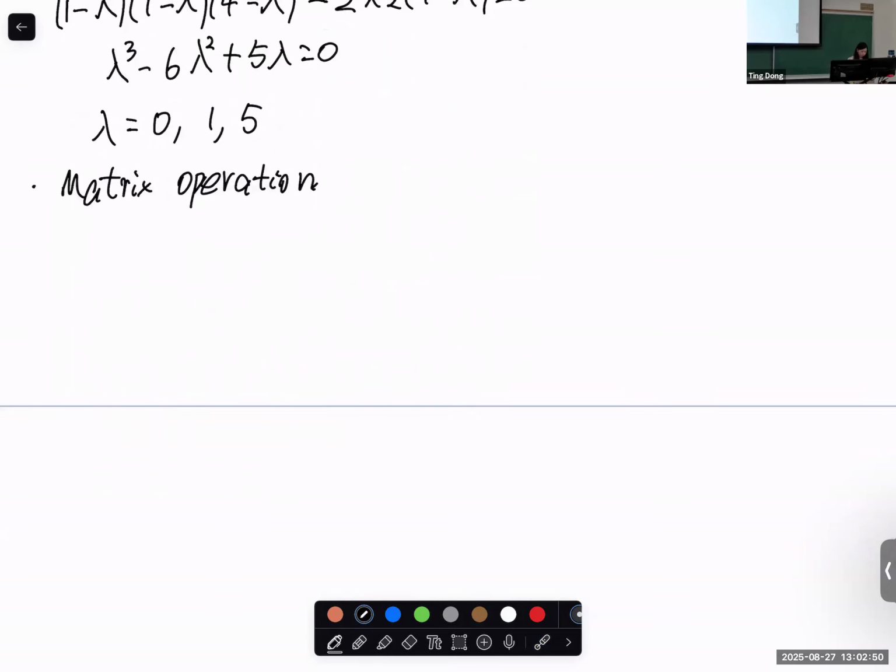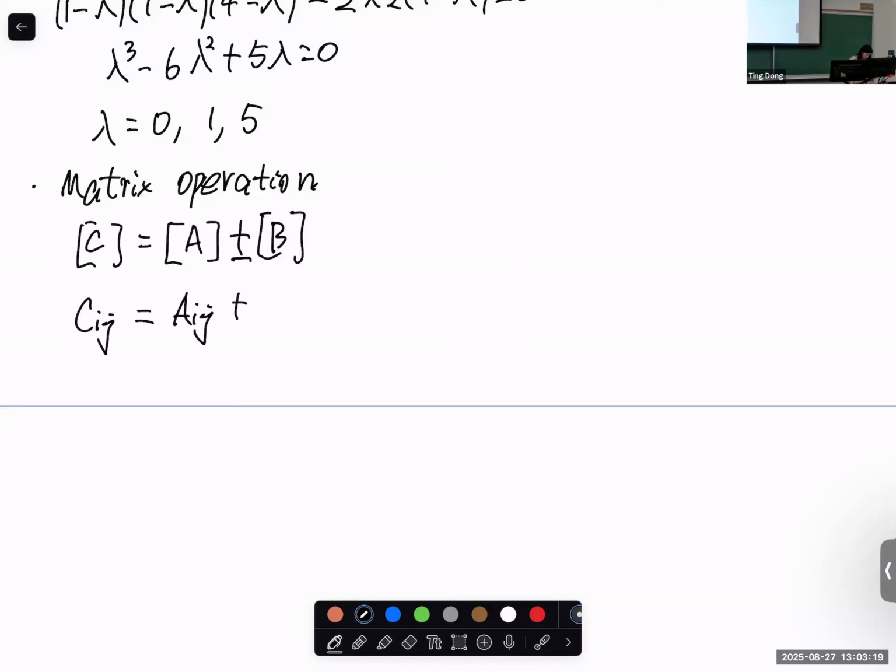So for addition and subtraction, that one is simple. You just take the corresponding components and add or subtract them. So say we have a C matrix, equal to A plus or minus B matrix. Then it's simply that the corresponding component in the C matrix should be equal to a_ij plus or minus b_ij. And of course, A and B should be the same dimension. Otherwise, you cannot do the matrix addition and subtraction.